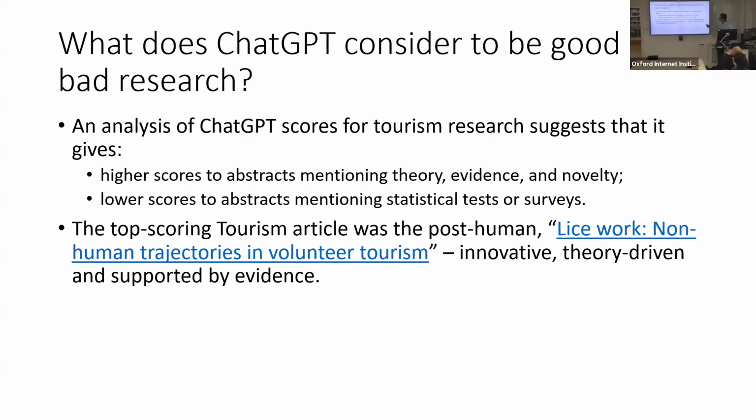And this was funny. The top scoring tourism article used a post-human theory to evaluate the role of lice in volunteer tourism. So it had quite an interesting theoretical construct already in the abstract. And I'm sure a lot of academics would look at this and say this is completely junk science. But I don't agree with that, though I know that some people would. But it's clearly novel. It's clearly interesting, potentially having an impact, and genuinely original in its approach.